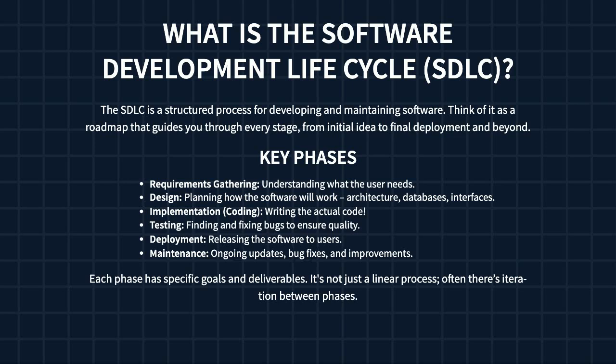First, we gather requirements, figuring out exactly what our users need. Then comes design, where we plan how everything will work together. Next is implementation, which is actually writing the code. We rigorously test it to make sure there aren't any bugs. After that, we deploy the software, get it out there for everyone to use. And finally, we continuously maintain and improve it over time. It's important because it helps ensure projects are completed on time, within budget, and meet user expectations.